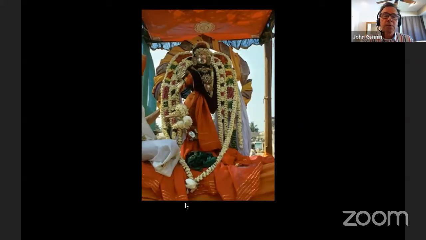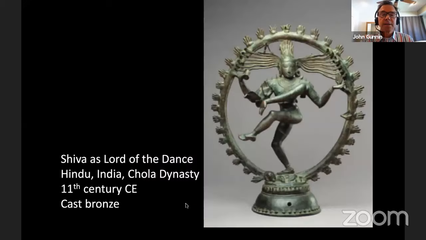and we know that a lot of times statues are done that way. And when it's in procession, it's garlanded, and there's sometimes candles. It's draped with very beautiful fabric. And so this is Shiva as Lord of the Dance, Shiva being one of the main Hindu gods. And it's from the Chola Dynasty, which was 11th century CE.